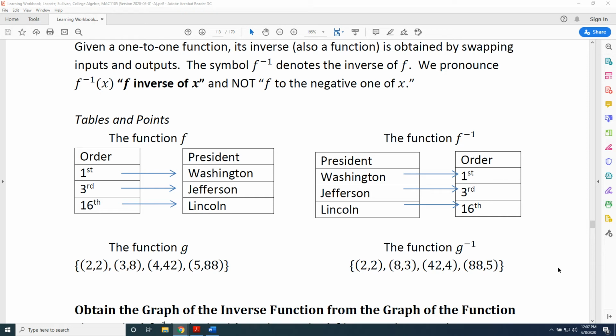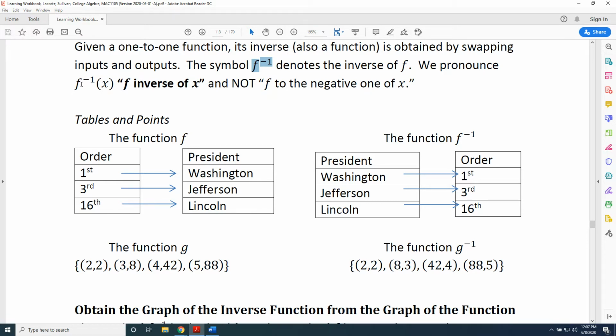The topic of this video is determining the inverse of a function. Given a one-to-one function, its inverse, also a function, is obtained by swapping inputs and outputs. This symbol, shown here highlighted in blue, denotes the inverse of f.